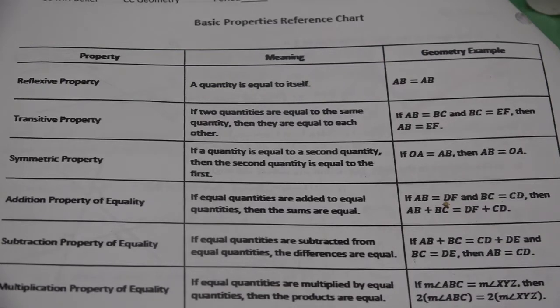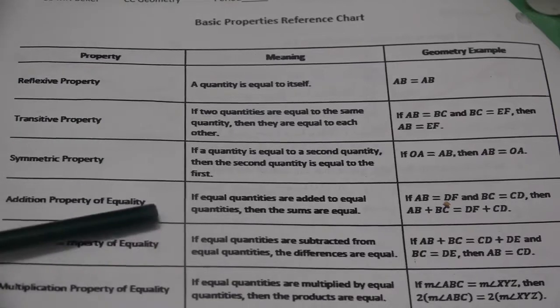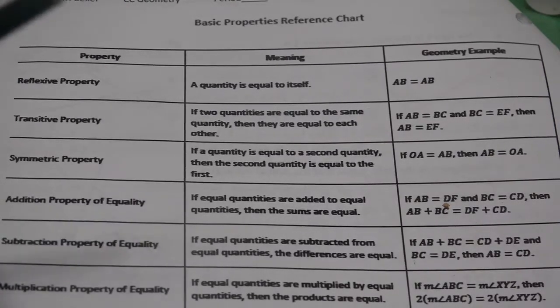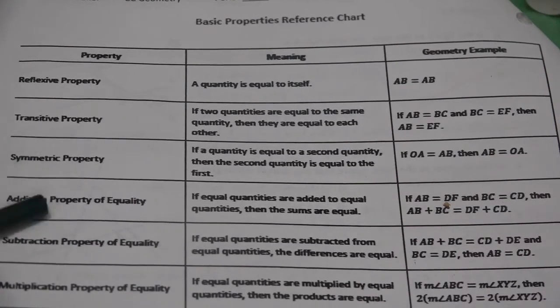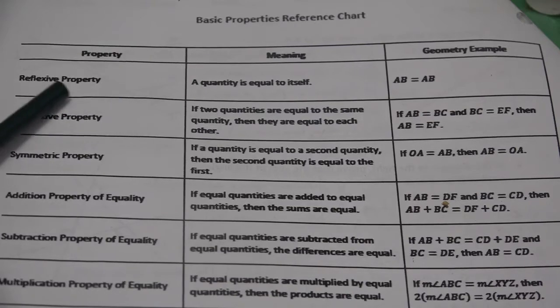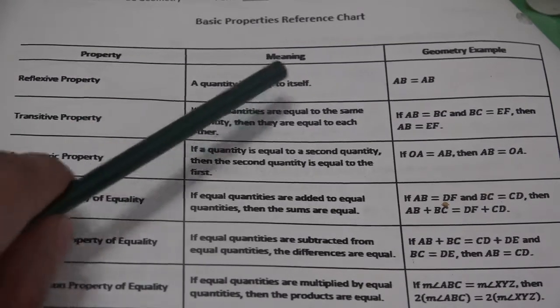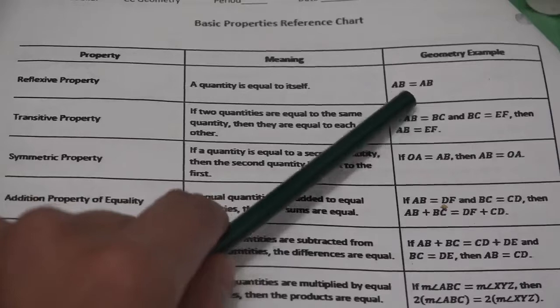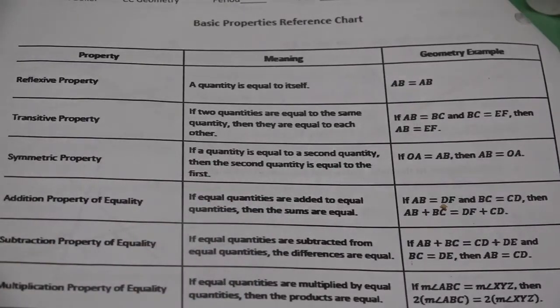Okay, so before we begin our next lesson, you need to go onto this page and memorize all these properties. Let's just go over some of them. For example, the reflexive property. It says that a quantity is equal to itself. AB is equal to AB, as simple as that.